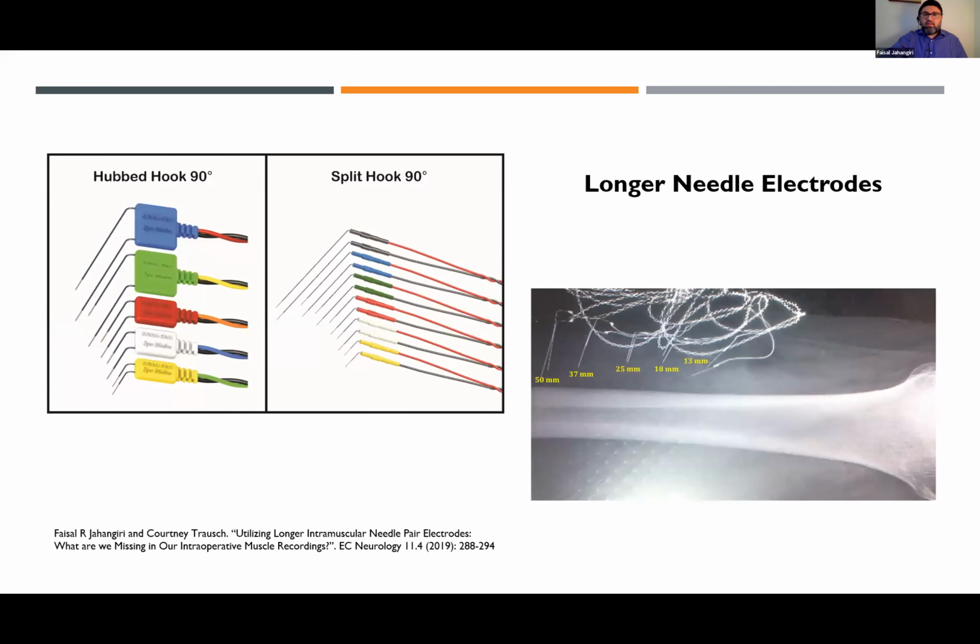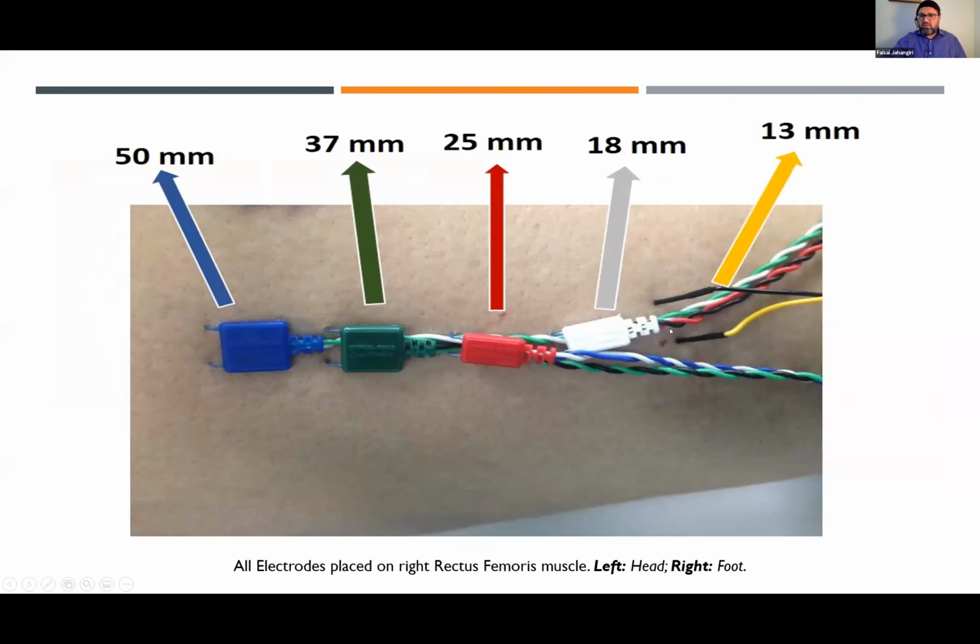Another interesting thing is, when we are doing MEP and EMG, besides recording and stimulation parameters, it is also very, very critical to know what type of electrode you are using for muscle recording. So again, this is another published study where we compared the success rate of 13 millimeter to the longer needle electrode. On the right side, you can see one of the patients where we took the X-ray after the surgery, and you can see the 50 millimeter electrode was close to the muscles near the femur compared to the 37, 25, and other electrodes.